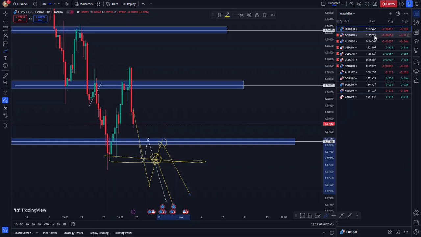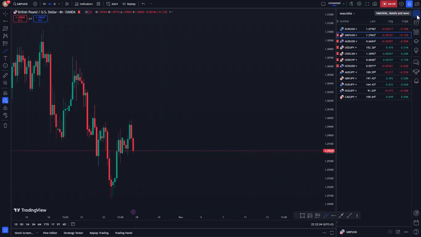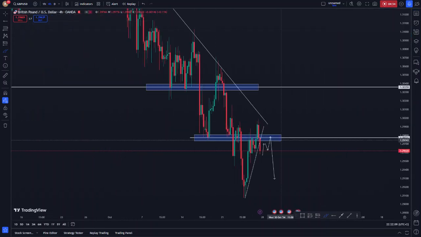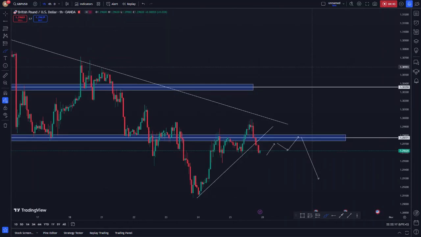GBP/USD, let's see, GBP/USD is pretty straightforward as well. We came to an area of resistance, rejected once there, and then we spiked up and then we came back down. So let's jump to the 1 hour chart.